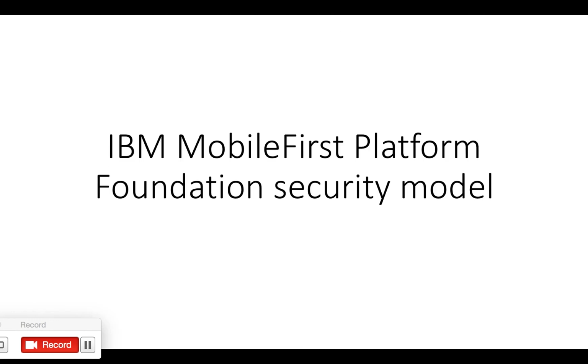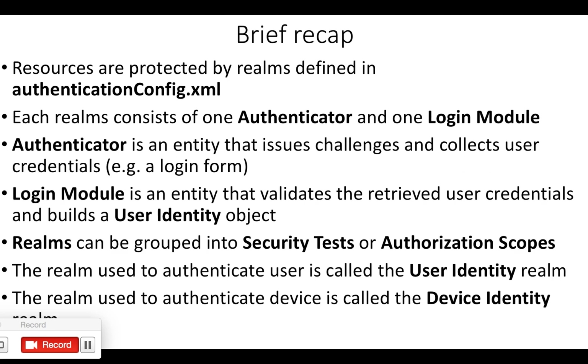So let's do a brief recap of the IBM MobileFirst Platform Foundation Security Model. There is a notion of resources, and a resource is protected by different realms, which are defined in the authenticationConfig.xml file. Each realm consists of one authenticator and one login module. An authenticator is an entity that issues challenges to the client and collects user credentials, for example a login form sent by the client. So the authenticator operates with the client. It asks for credentials, which means it issues challenges, and collects those credentials from the client.